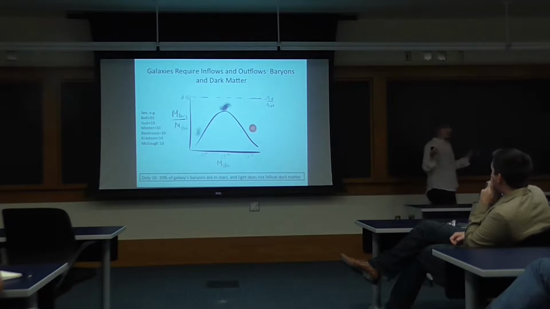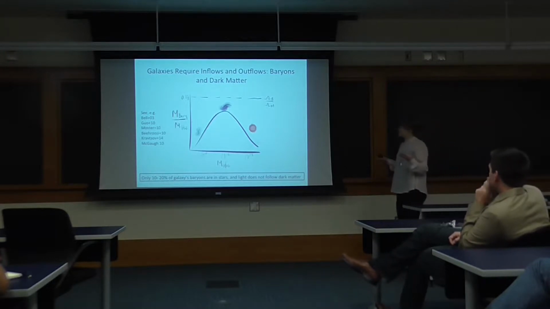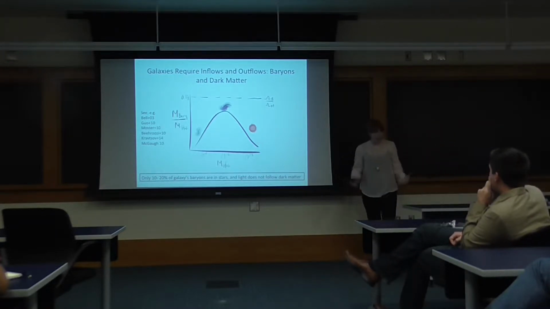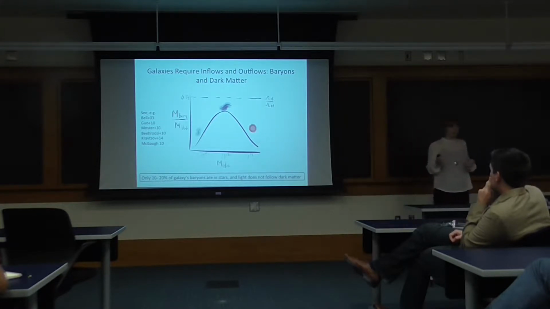Now, that's just looking at the stuff in the disk of the galaxy, but this relation, at least, seems to imply that there's material that flows out of a galaxy, that there's material hanging out around a galaxy. It implies the existence of a circumgalactic medium.